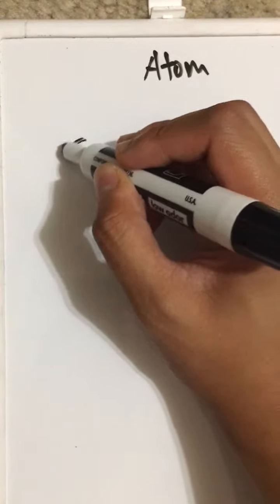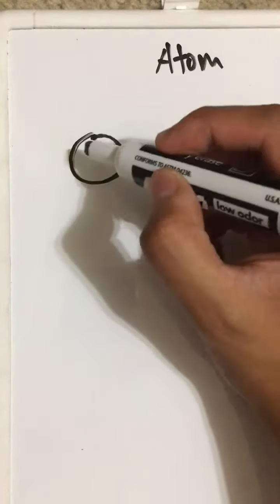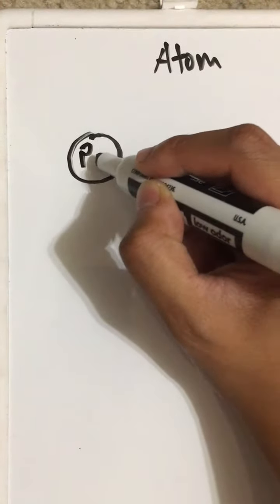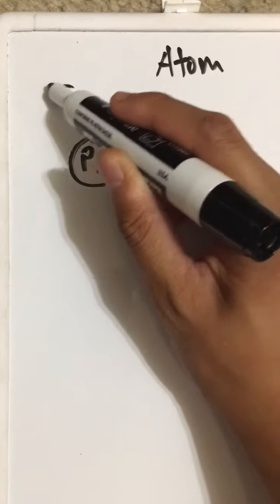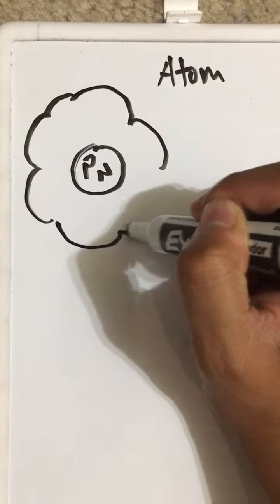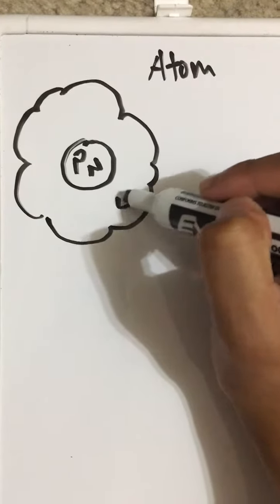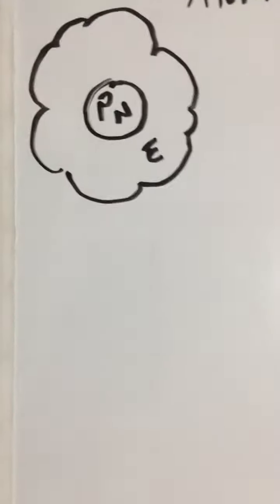So let's talk about atoms. Let's talk about the structure and the components of an atom. The structure of an atom consists of a very small nucleus, and in that nucleus there are subatomic particles called protons and neutrons. And right outside the nucleus, in a large cloud, there is a subatomic particle called an electron, floating around, just traveling around wherever it wants to go.